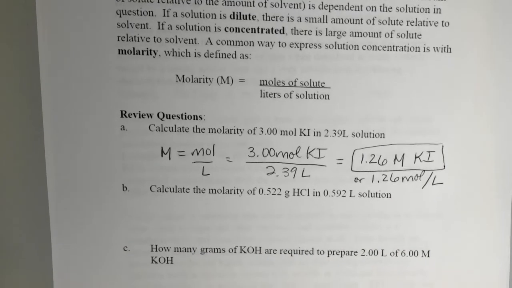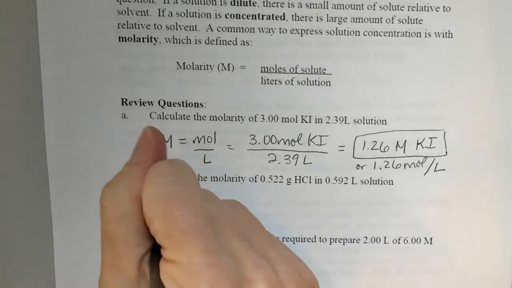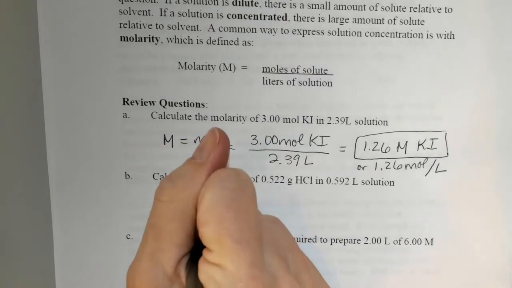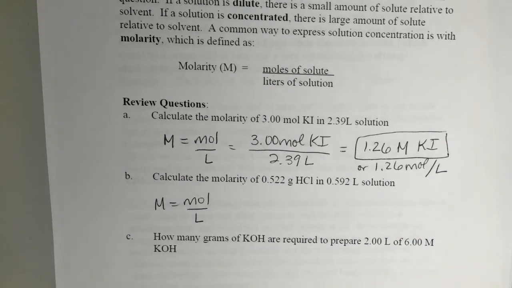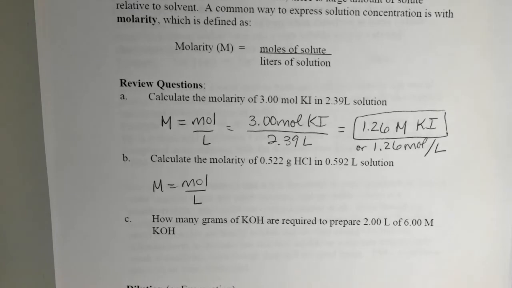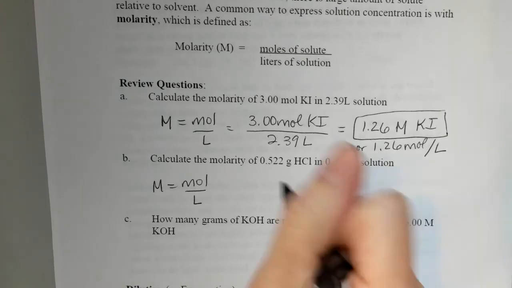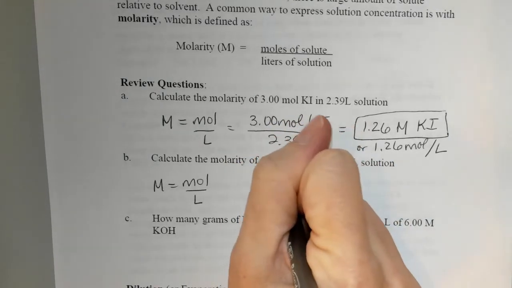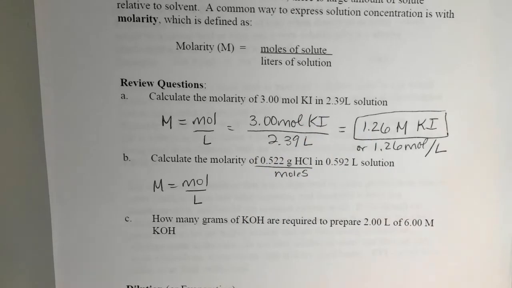Now the next one, we're calculating molarity again, right? So we know that we're going to need moles per liter, but this time it says that we have 0.522 grams of HCl in 0.592 liters of solution. So for molarity, your solute has to be in moles, and because it's in grams, we're obviously going to need to convert grams to moles, and we remember that we use molar mass to do that.